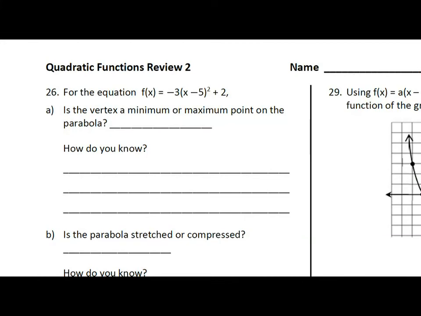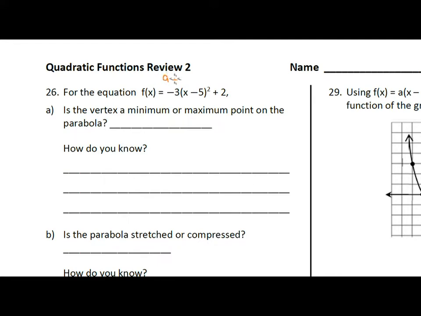Alright class, here we are at the review number 2 worksheet for the quadratic functions unit. Question number 26. For the equation f of x equals negative 3 times (x minus 5) squared plus 2, is the vertex a minimum or maximum point on the parabola? Minimum or maximum? This question is missed very often by students who are not paying attention to how to solve this problem. And the easiest way to solve this problem is look at your a value.